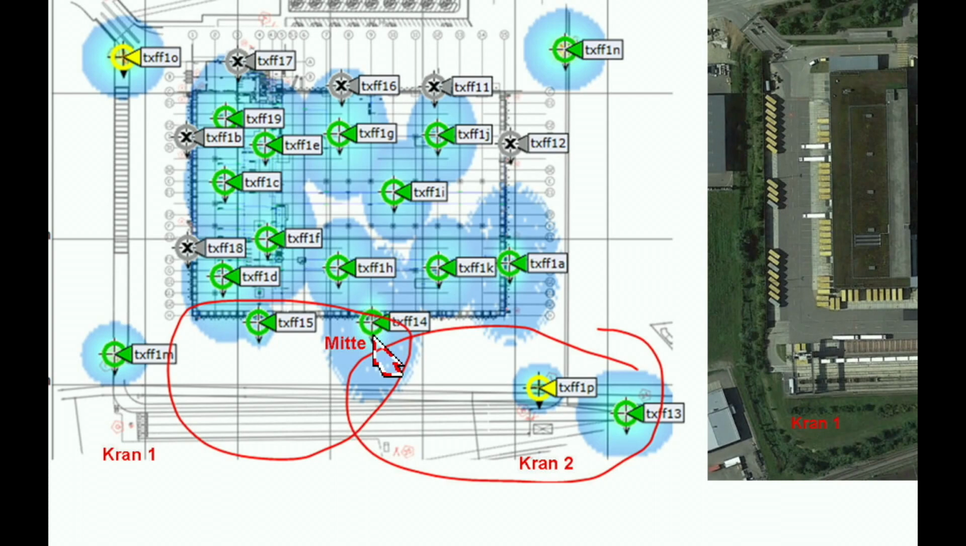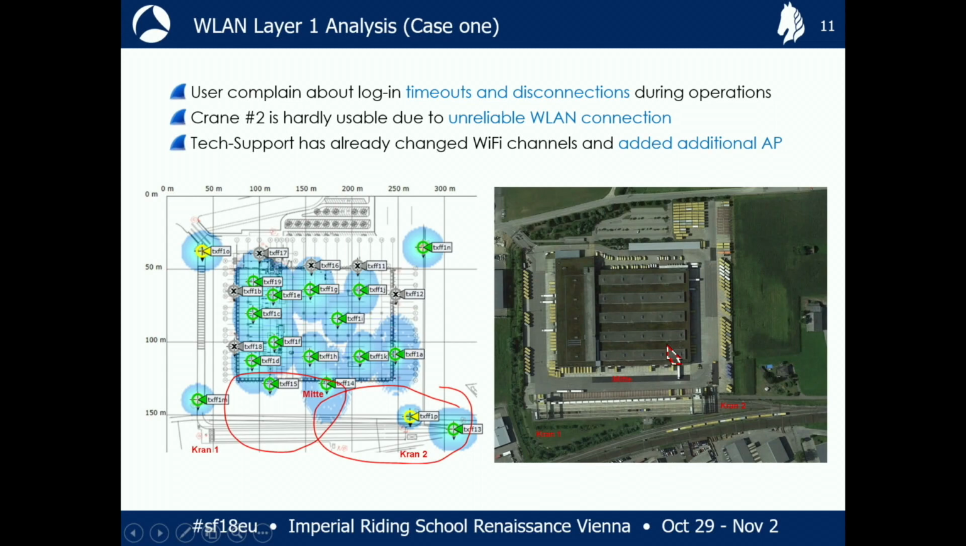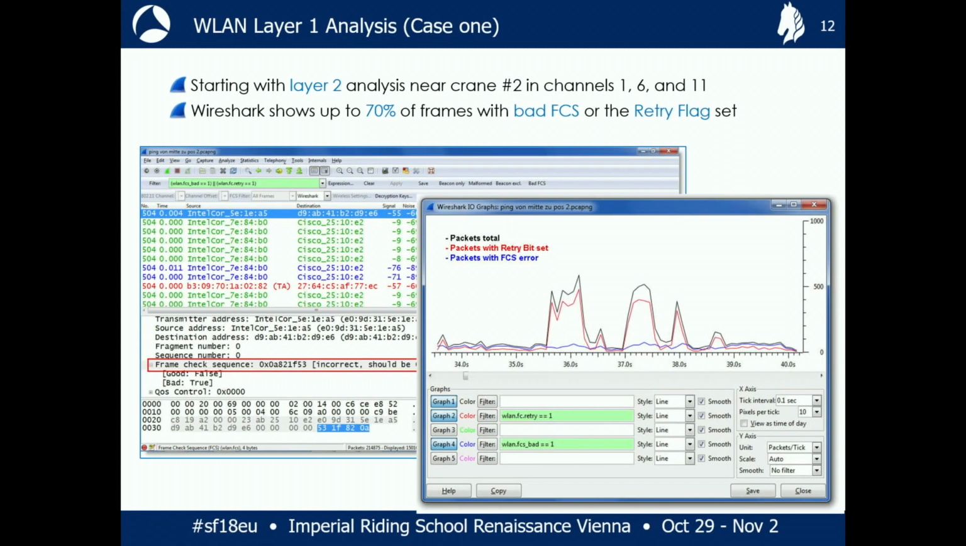So what we did, we went here and made some measurements in this area. It is in the 2.4 gigahertz area, and it turned out that we had a lot of bad frames with Wireshark. How can I detect bad frames with Wireshark?